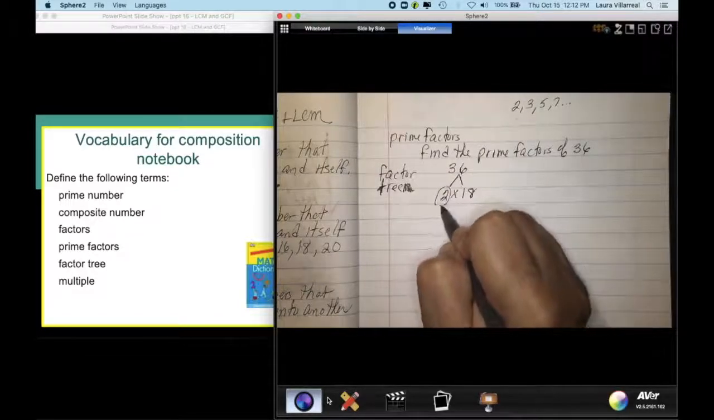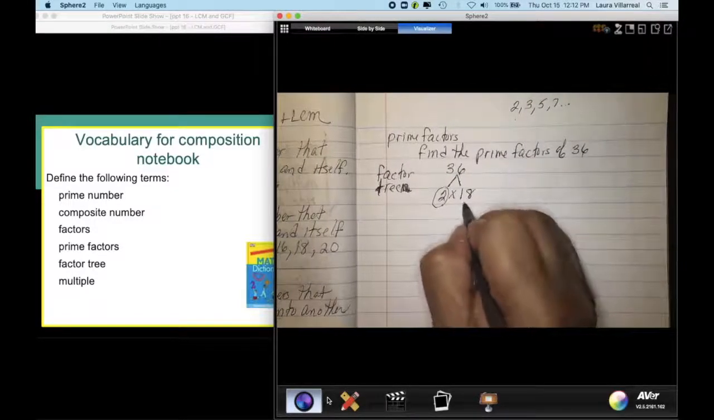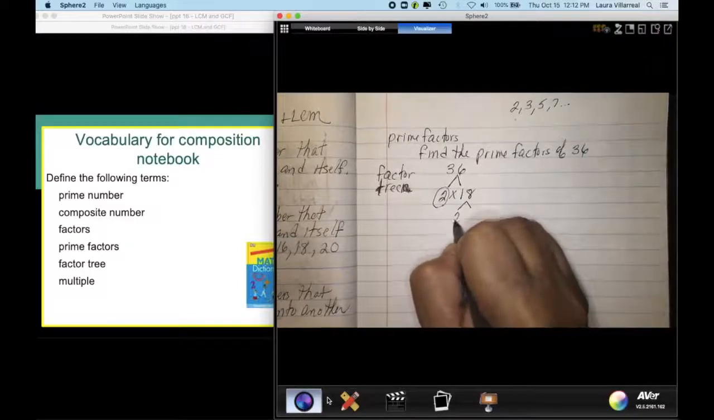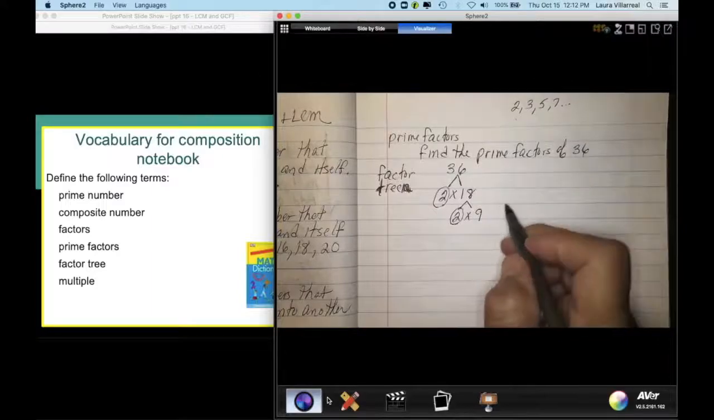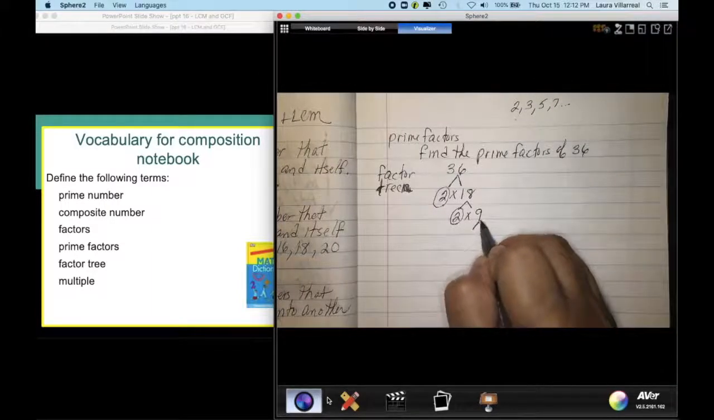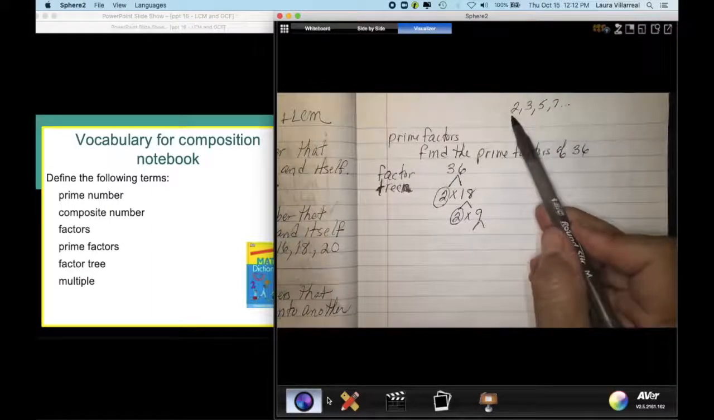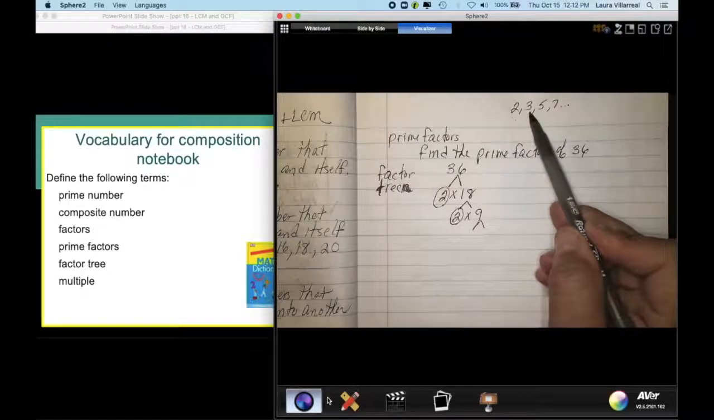Now 2 is a prime number. So I'm going to divide it again by 2. 2 is a prime number. Now when I look at the 9, I cannot divide by 2. So I move on to the next prime number, which is 3.